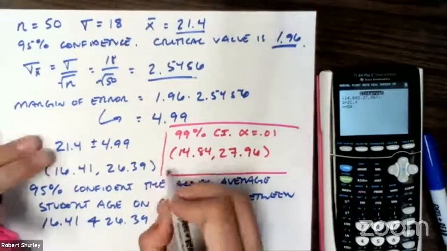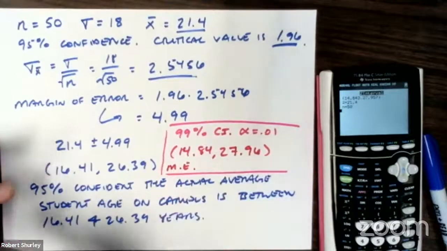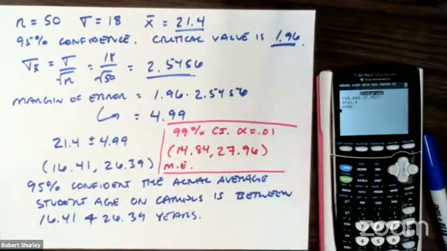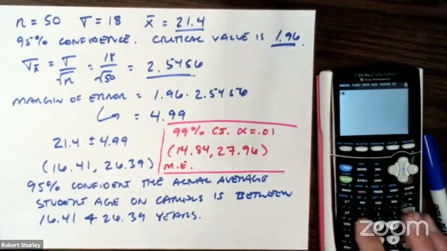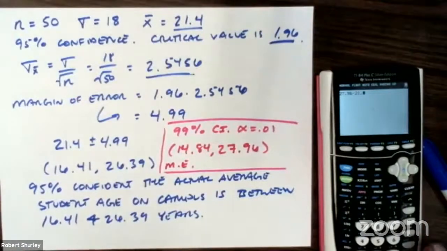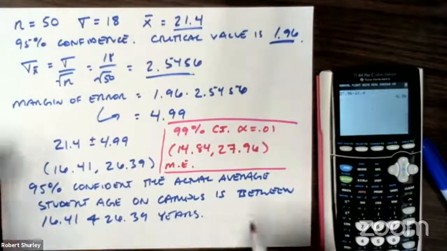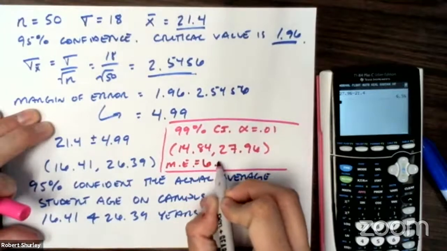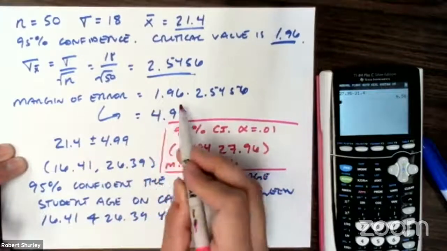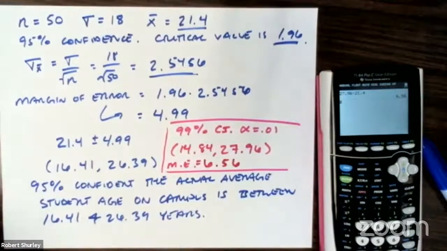And if we want to know the margin of error for this one, let's say we just wanted to calculate it. Remember, the average is the same, 21.4. So you could take 27.96 and subtract the average, and that'll give you the margin of error. So this margin of error is 6.56, where remember our 95% margin of error was 4.99. So we've got a 1.5 year larger margin of error.